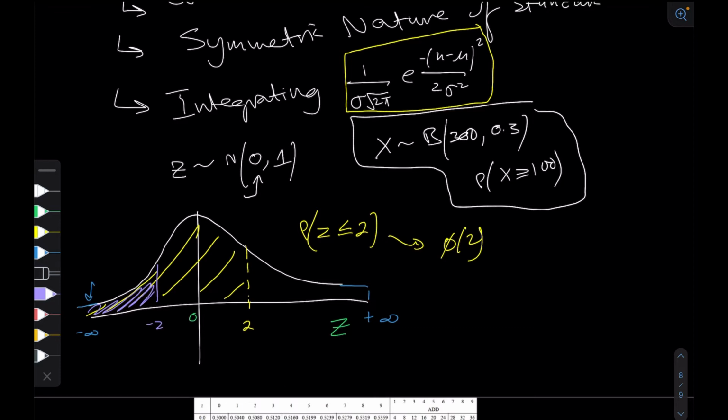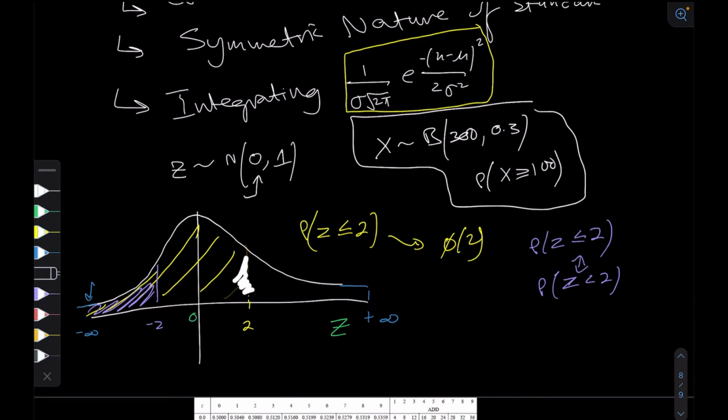And by the way, for a continuous random variable, if I write something like z less than or equal to 2, or if I write something like z less than 2, these are basically the same thing, because the probability of a single point is basically 0 in a continuous random variable, right?